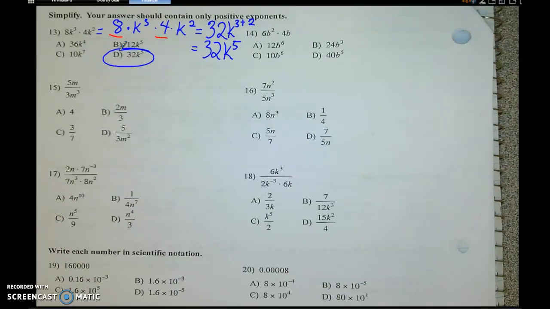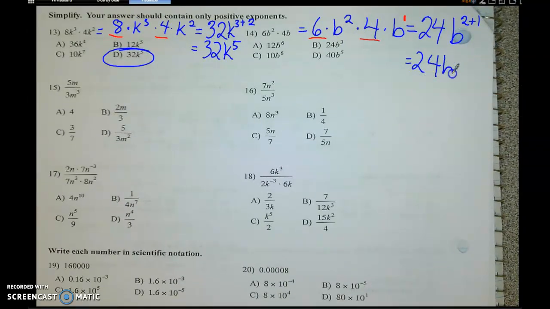Looking at number 14, similar problem. Expanding it out, times 4 times b. Okay, so we can multiply our 6 and our 4. 6 times 4 gives us 24. And then with our exponents, we're going to add them. Remember that even though it's not written there, that is b to the 1st power. So we end up with b to the 2 plus 1. And so that ends up with 24b to the 3rd power. Okay, just by looking at our coefficient, we can tell that answer B is our answer.